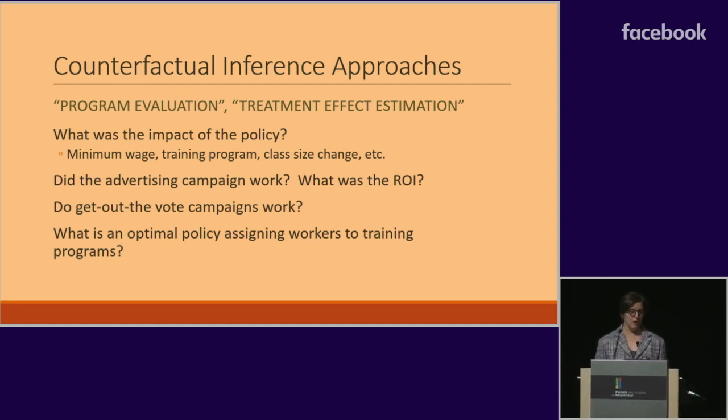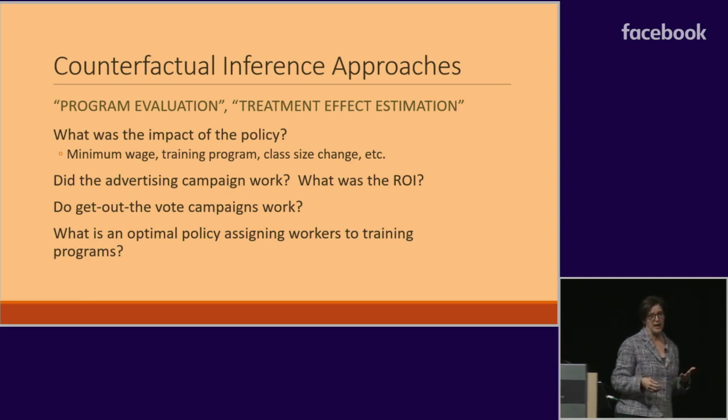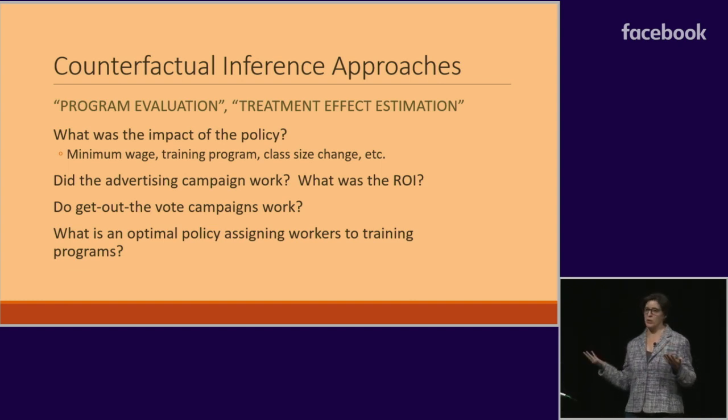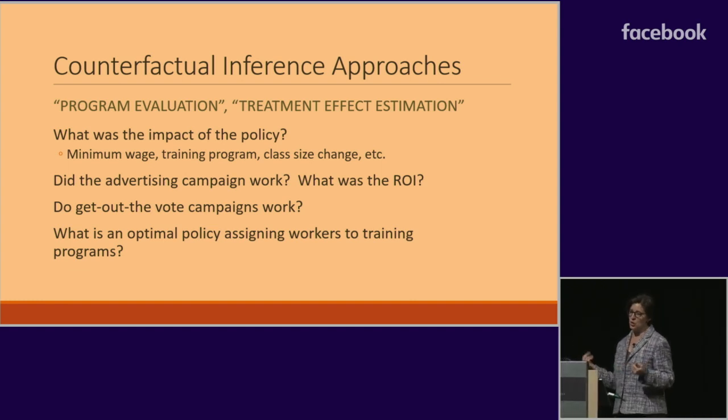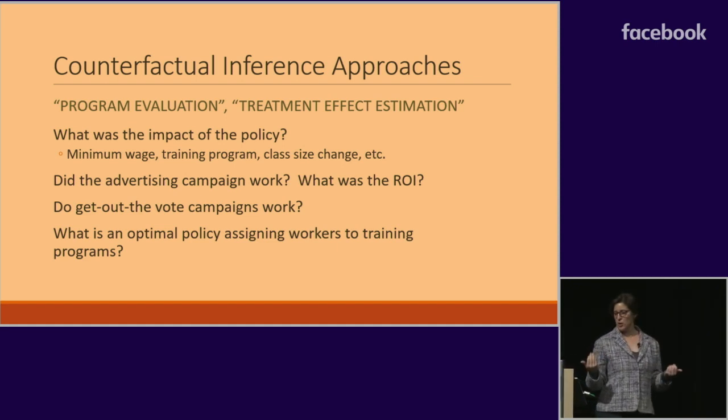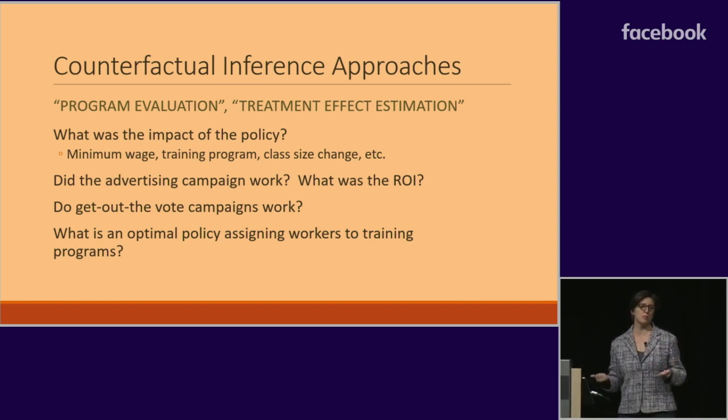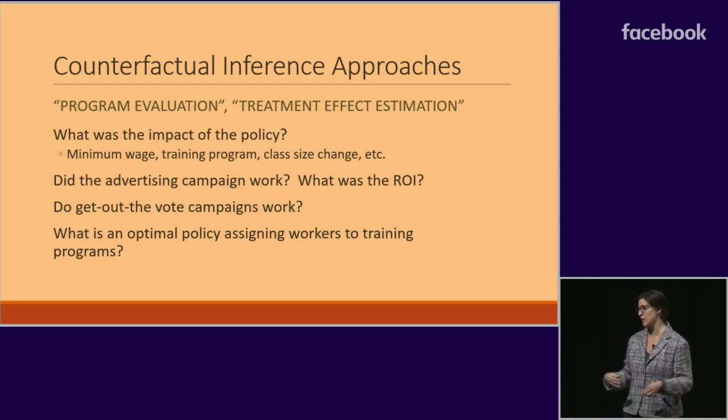So the first type of counterfactual inference, especially that's very popular in the social sciences and biostatistics, is what we call economics program evaluation, or more broadly, treatment effect estimation. And so the examples of the kinds of questions we've been worrying about for a long time are things like, what was the impact of raising the minimum wage? This is a very famous paper from several decades ago trying to look at the impact of changing the minimum wage, and you're comparing New Jersey to Pennsylvania, and you try to use one as a control for the time trend in the other to understand the impact of the minimum wage.